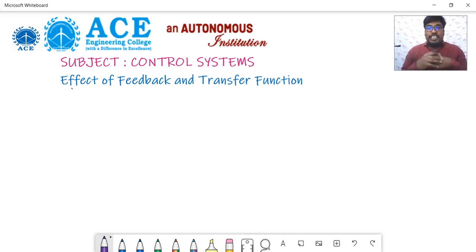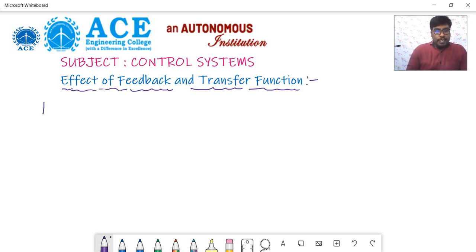Today we are going to discuss the effect of feedback and the transfer function of control systems. Okay, subject control systems, right? So in the last class we discussed the classification of control systems, within that open loop control systems and closed loop control systems, and their practical examples, and also advantages and disadvantages, right? Continuing, today we are going to discuss feedback and the effect of feedback on different parameters, and also we'll see the transfer function. Okay, so let us start with feedback.